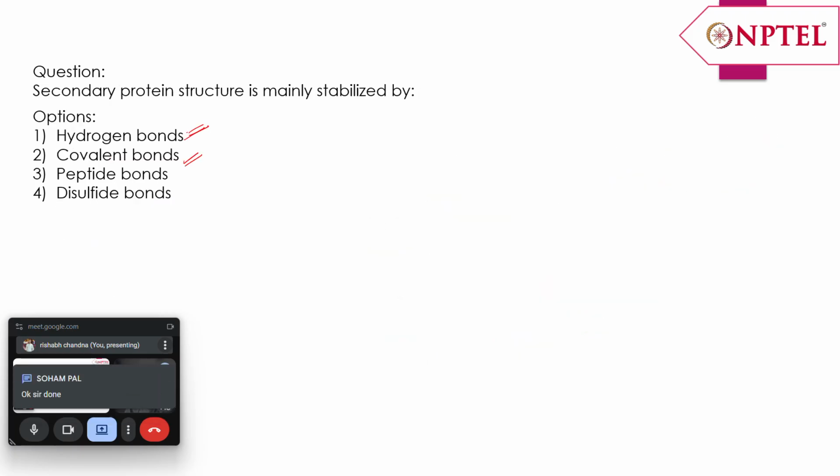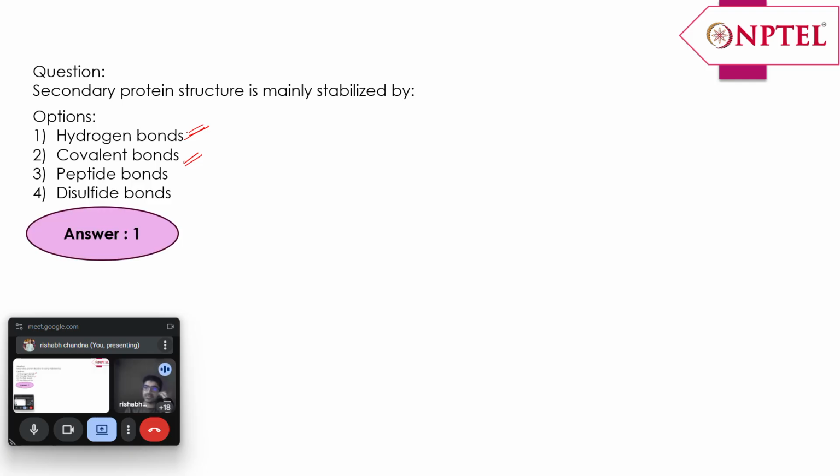Okay. So the correct answer here is hydrogen bonds. Hydrogen bonds help in the stabilization of the secondary structure. For the tertiary structure, it's the disulfide bonds, because the supercoiling of that protein on the secondary structure requires more stable bonds, that is the disulfide bonds. The peptide bonds help stabilize the primary structure of the protein.